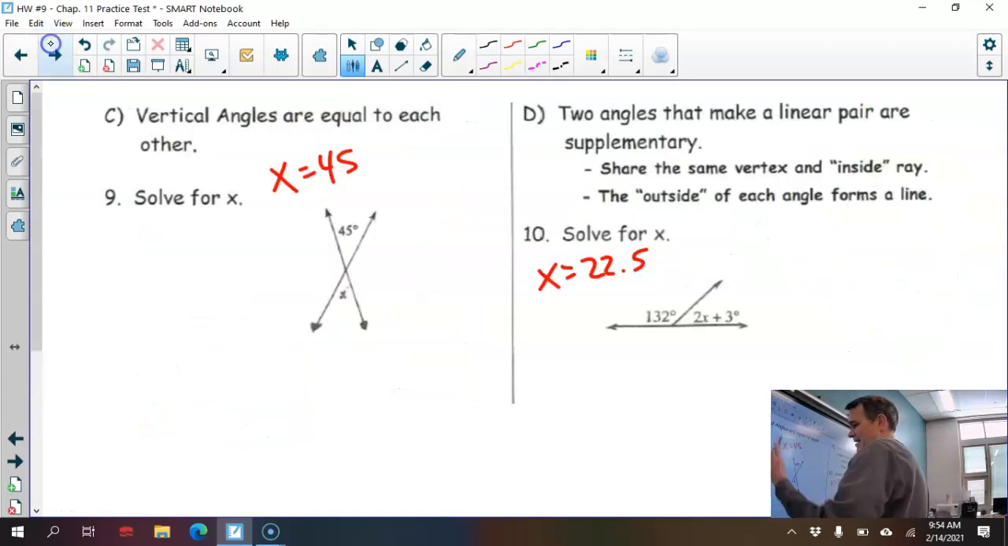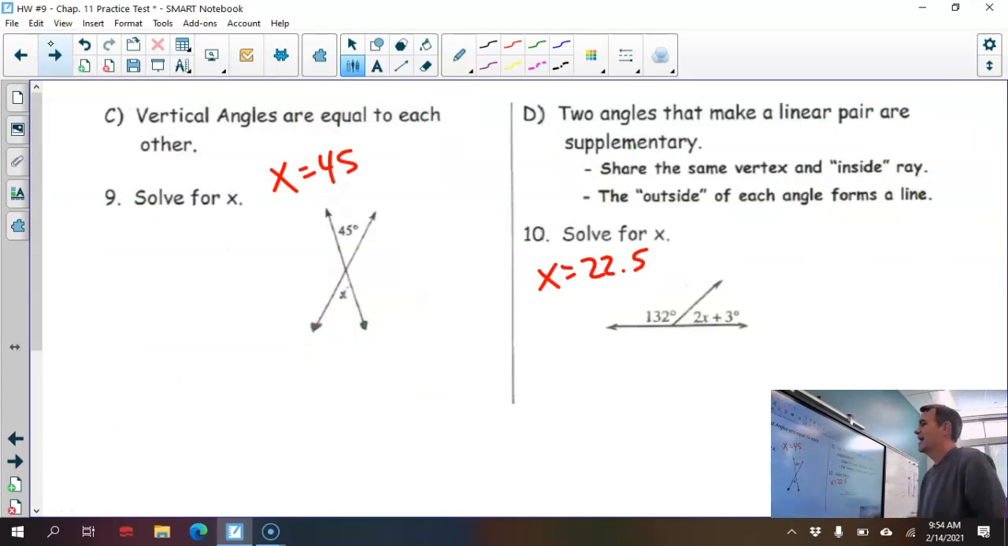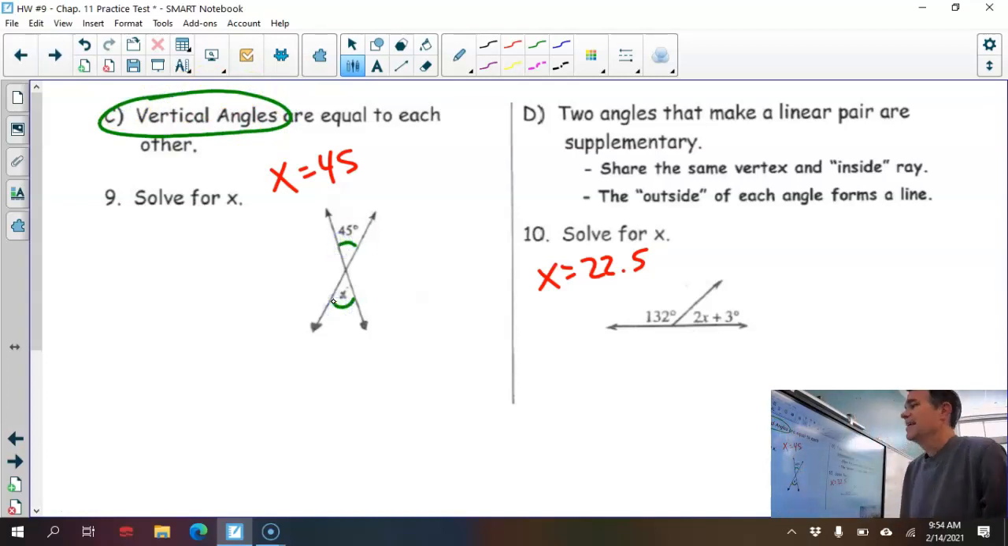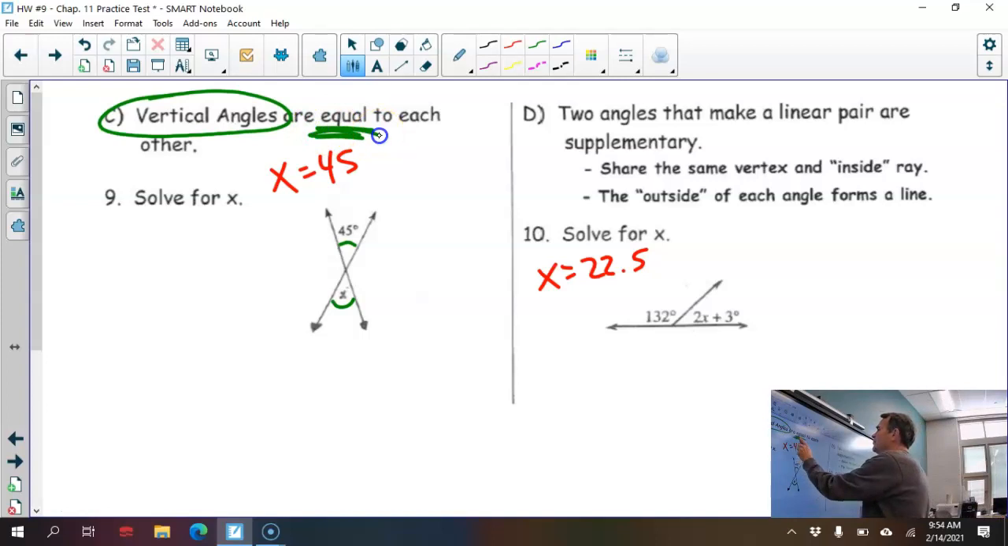All right. That brings us to number 9. In number 9, I have vertical angles, right? When two lines cross, the angles that are opposite each other are called vertical angles, and they are equal. So if that angle is 45, then this angle down here is also 45. And in number 10, I have the linear pair.